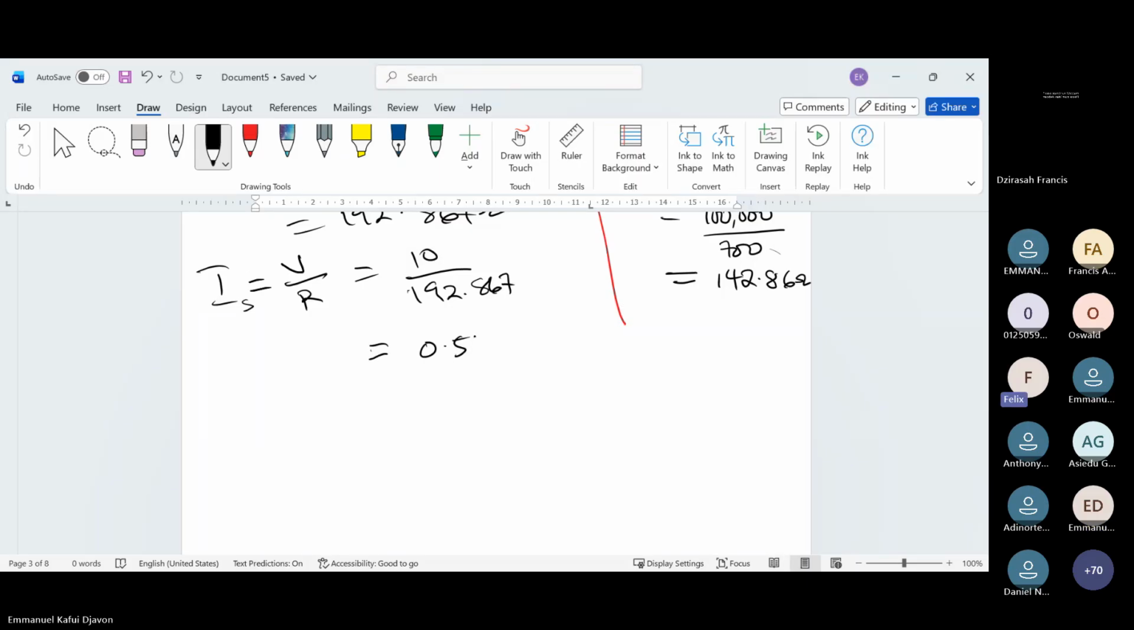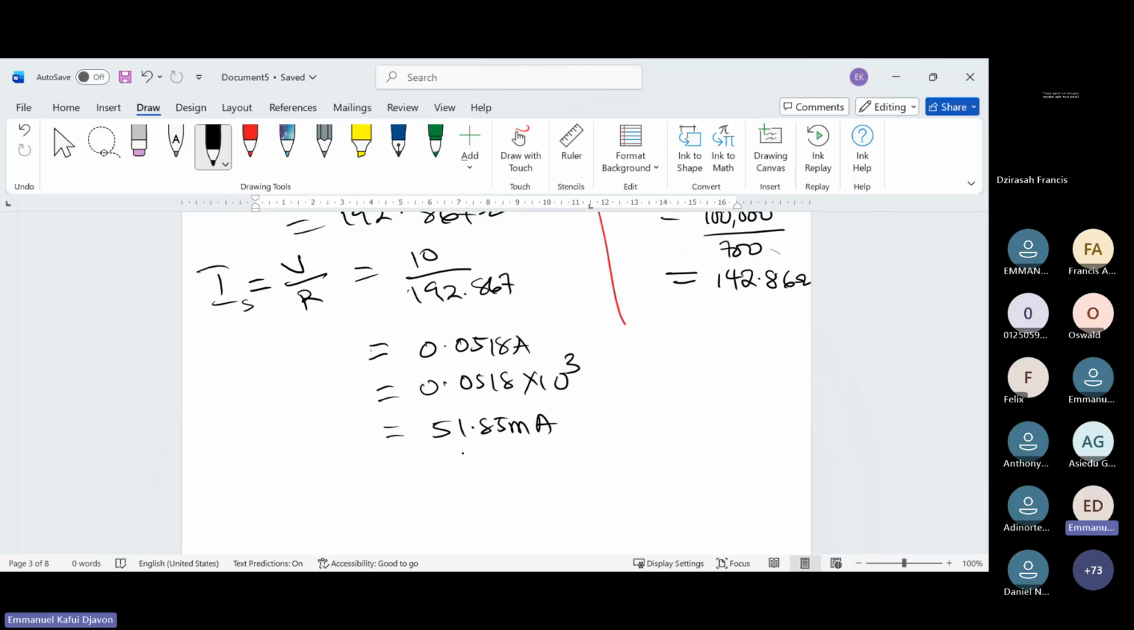So after that we get 0.0518 amps. This I can make 0.0518 times 10 power 3. That will give me 51.85 milliamps. Now we have the IS.